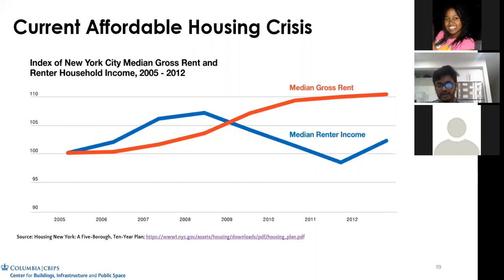Along with the rent increasing, utility costs have also increased. From the year 2000, there has been almost a 20% increase in that.